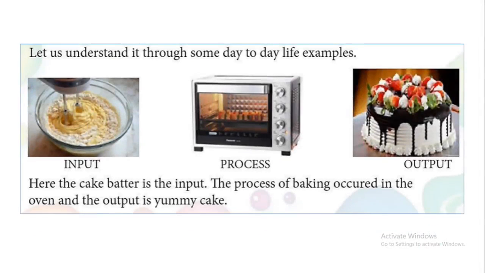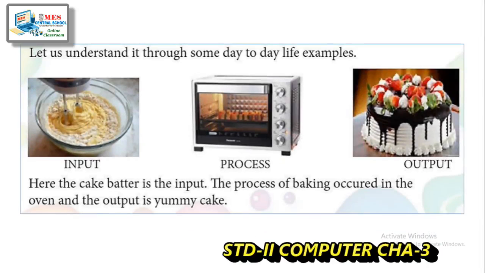One more example we can take. Let us understand here the cake batter is input. Mixing it correctly, that is the input. After that, the processing is happening in the oven. The process of baking occurs in the oven. After that, the result we are getting, the delicious cake, is the output. The computer also works in the same way. Which are the parts of the computer doing input, process and output?